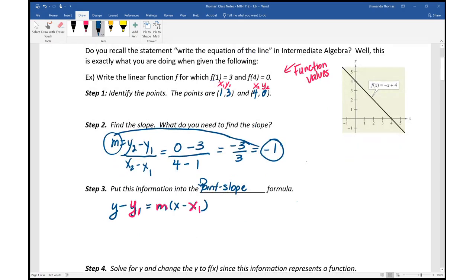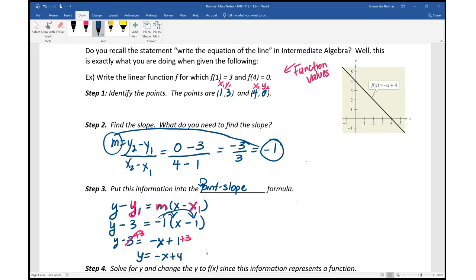So we have y minus y sub 1, which is 3, equals m, we just found to be negative 1, times x minus x sub 1. X sub 1 is 1. Now we are going to distribute here. We have y minus 3 equals negative 1x, or negative x, because the negative 1 as a coefficient is understood. So we put negative x plus 1, and then we're going to add 3 to both sides, which gives us y equals negative x plus 4.